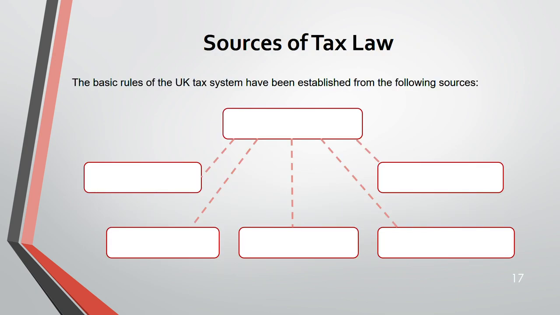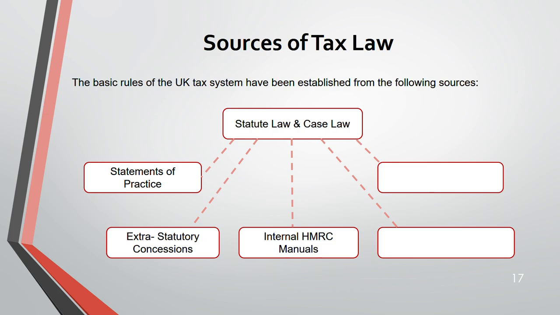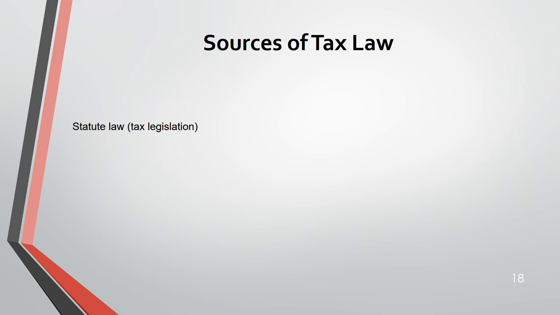Now, this is the source of tax law. Your tax law in the UK is not derived from one source. It's derived from multiple sources, and we are going to cover them. First, statute law and case law. Statement of practice. Extra statutory concessions. Internal HMRC manual. Detailed technical guidance and HMRC website leaflets and booklets. UK tax law is taken from all these sources. Now we'll go through them in detail.